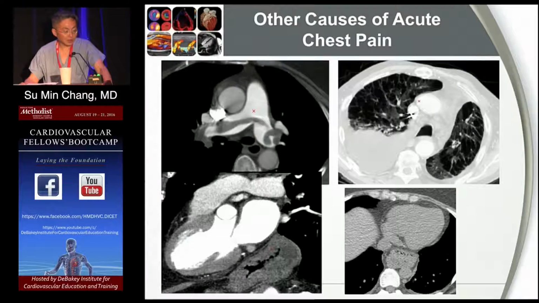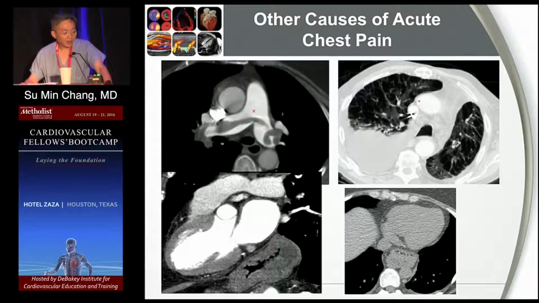This is just a cath correlation. And this is a little bit of some examples that I mentioned to you earlier. Hiatal hernia, pneumonias, PE, dissections, other causes of chest pain you can discover with coronary CTA.